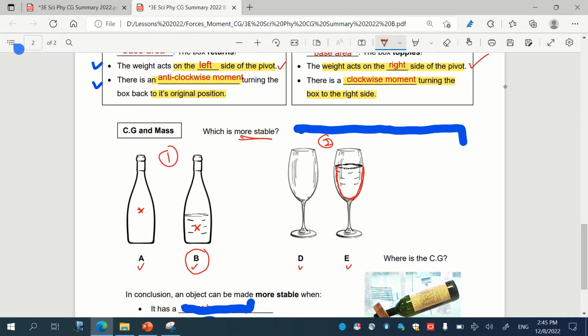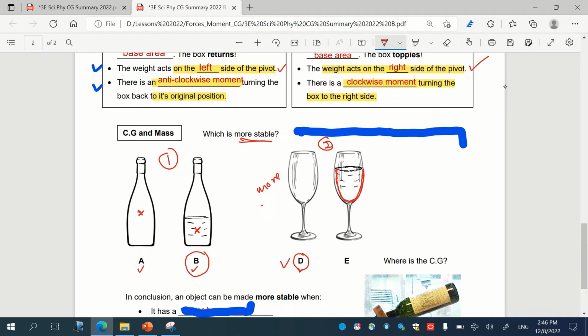If your answer is E, you are correct. Okay? Previously, when filled with water, sorry, which one is more stable? My question, I said it wrongly. If you say E, it is wrong. Okay? The empty one is more stable. Sorry, my mistake. Empty one is more stable. This one, more stable.